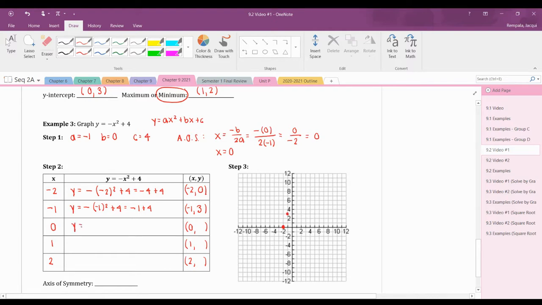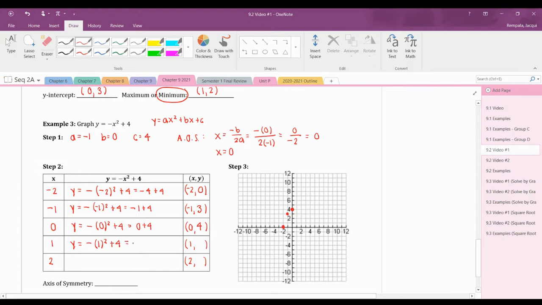When I plug in 0, we'll have a negative and then 0 squared plus 4. Well, 0 squared is 0 times the negative will still be 0. So 0 plus 4 gets me 4. So 0 means I don't move left or right. 4 means I move up. There's my point.